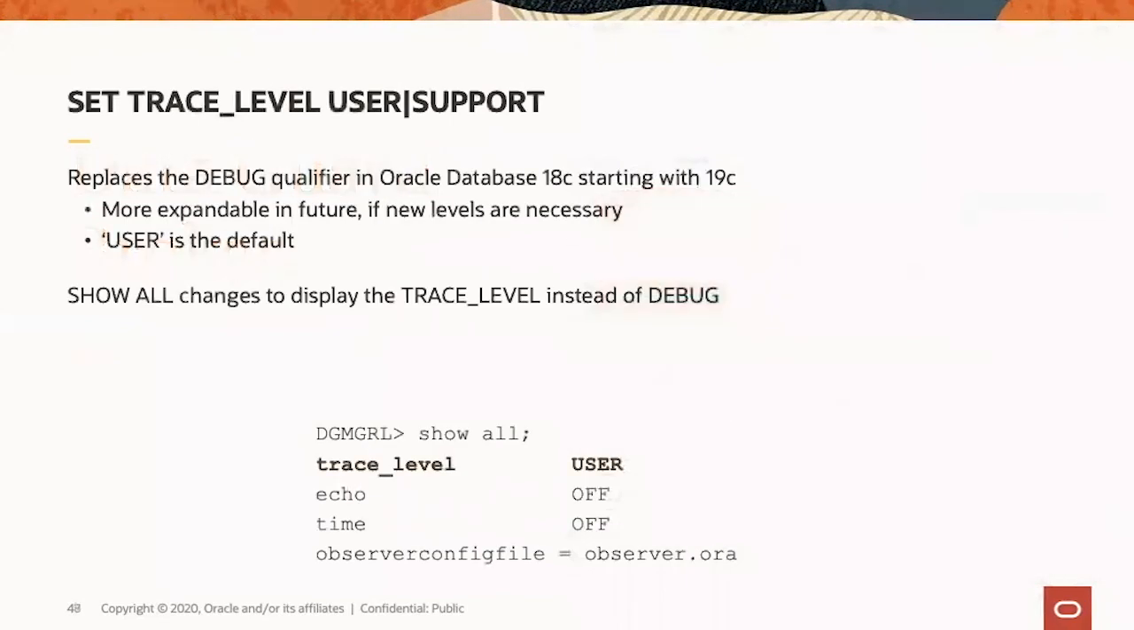The first thing is that in 18C, we had the debug qualifier as a trace level. It's not very user-friendly. We changed that to support. It's not a huge change, but it's an important change, because by default we are running in trace level user, which tells you just, I'm connected to the database, and is not very verbose in the broker. When you put it on support, it tells you every single little step it does.